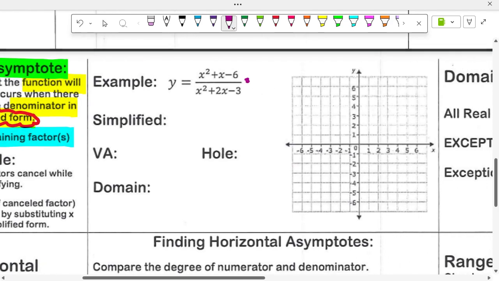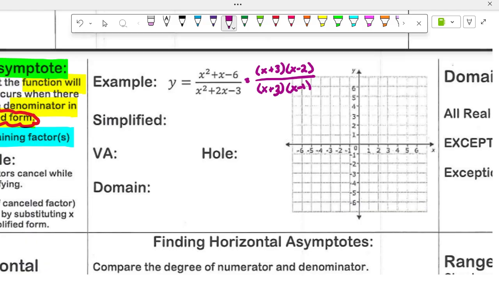Now, we've done a whole lot of factoring practice. So for time's sake, I'm just going to go ahead and give it to you factored. So this is x plus 3 times x minus 2 over x plus 3 times x minus 1. So if I cross stuff out, what's gone? X plus 3. So I'm left with x minus 2 over x minus 1. That's my simplified version of that function. Sorry, y equals, I should say. Y equals x minus 2 over x minus 1.